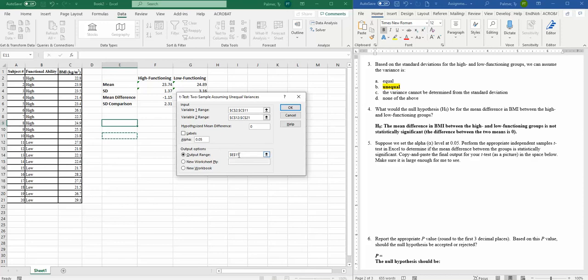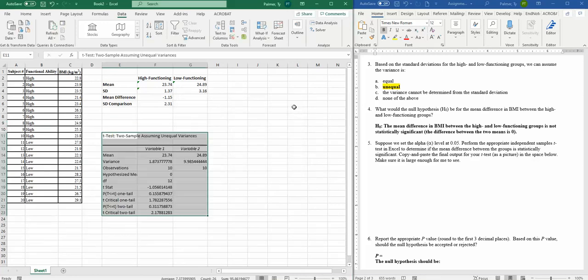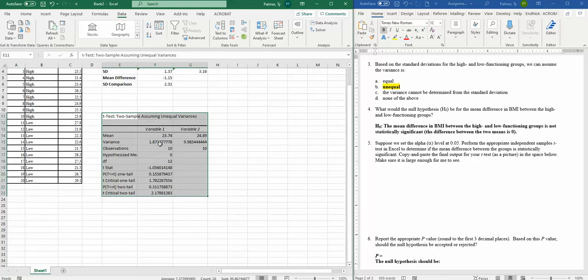Okay, it recognizes that cell here. Once it's done that, you're ready to go. Okay, you've got everything filled out. Now click OK. Okay, boom. All right, so now we have our final output. This is our final output for our independent samples t-test that we just performed.